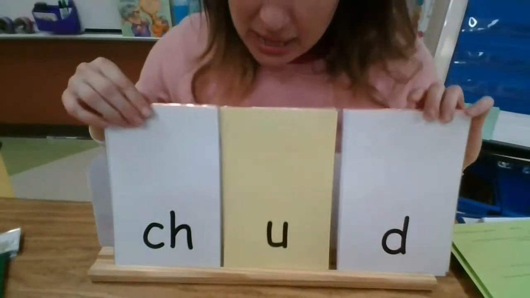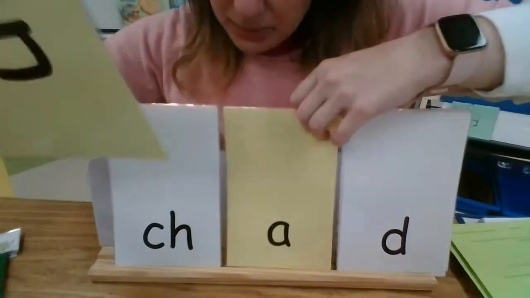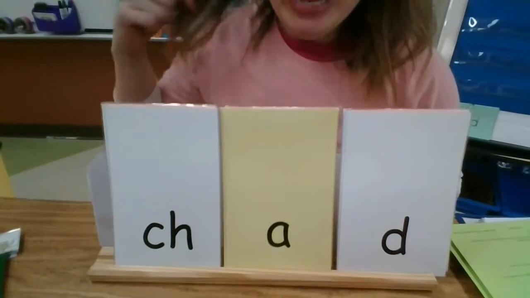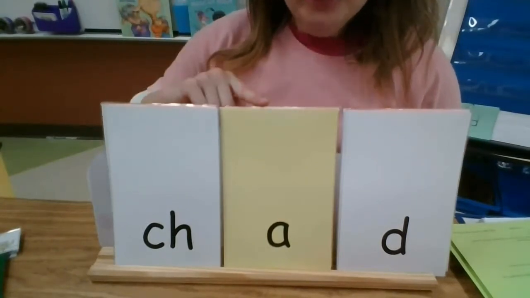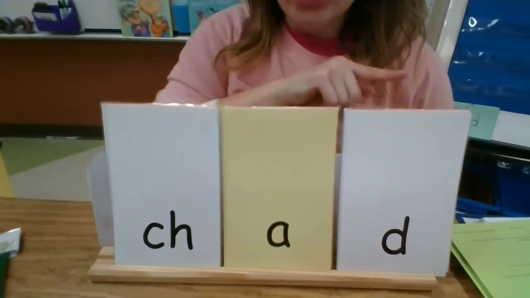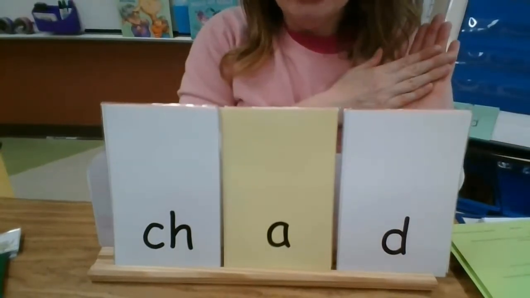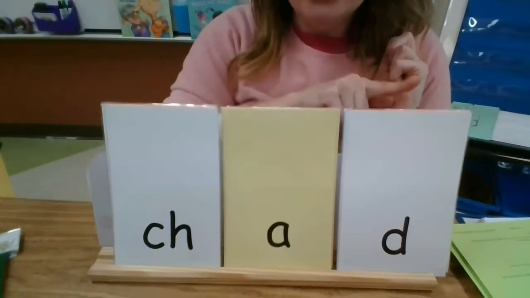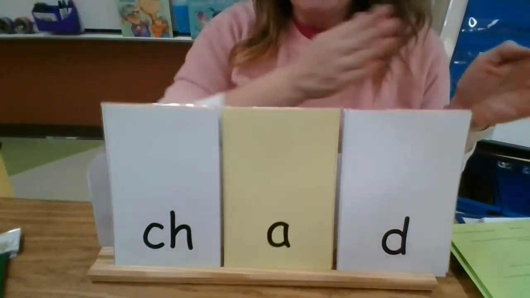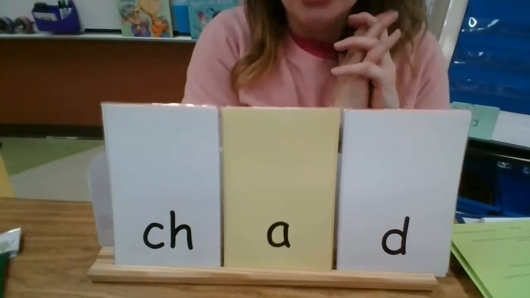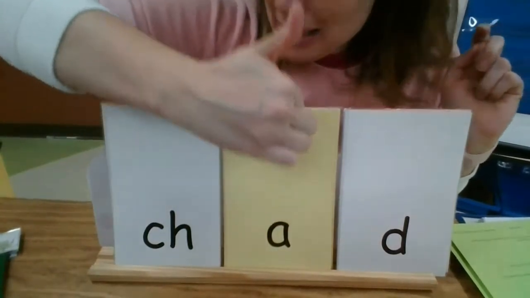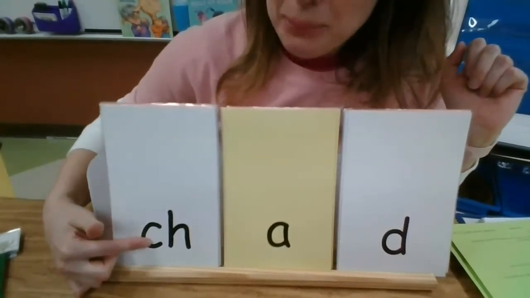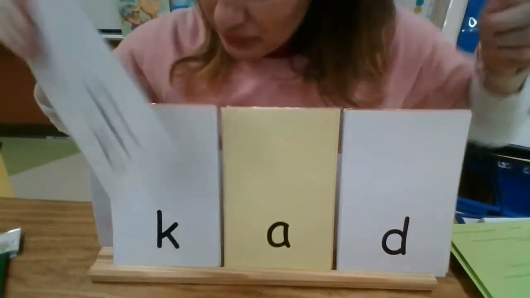Let's try changing the last sound and the middle sound. 1, 2, 3. Ch, a, d, Chad. One more time. Ch, a, d, Chad, Chad. Yeah, it could be someone's name, but we would need to have a capital C because we always put a capital letter if it's someone's name.